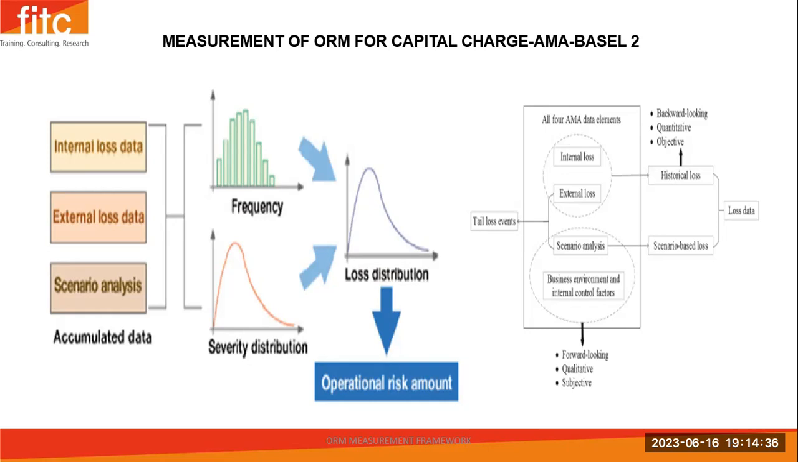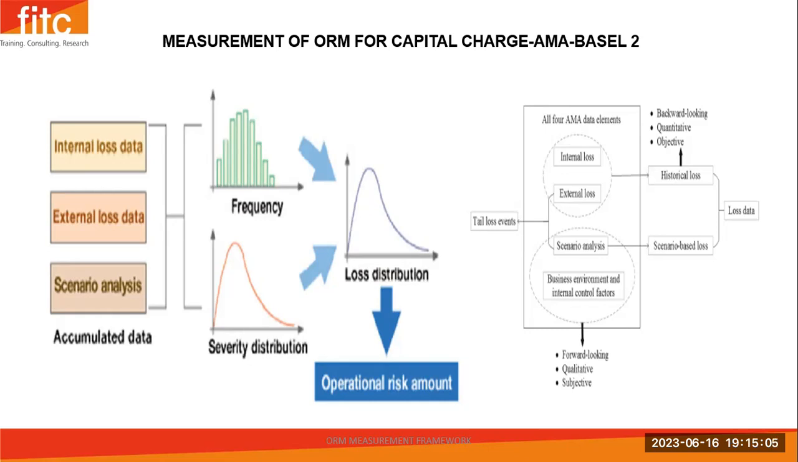But before we come to that, let's understand that under Basel 2, there are three approaches for calculating the capital charge for operational risk. The first is known as the basic indicator approach, where you take the average over the last 3 years of gross income, and then you multiply by 15%. That gives you the capital charge.